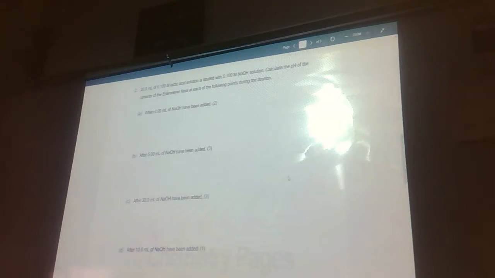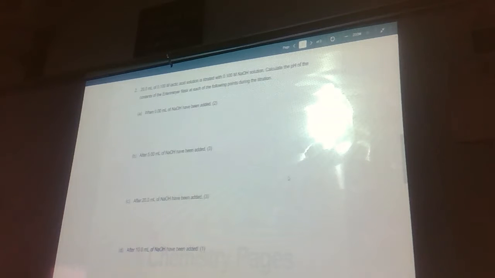All right, number 2, I won't lie. It's hard. It's difficult. Some parts are easier than others. But this is kind of one of those that it's like the whole entire unit in one question. So it starts out telling you about 20 milliliters of lactic acid being titrated with strong base, sodium hydroxide. Calculate the pH of the contents of the Erlenmeyer flask at each of the following points during the titration.